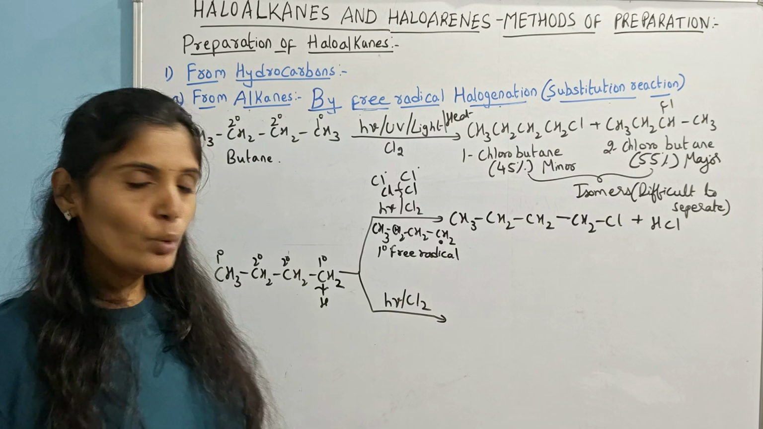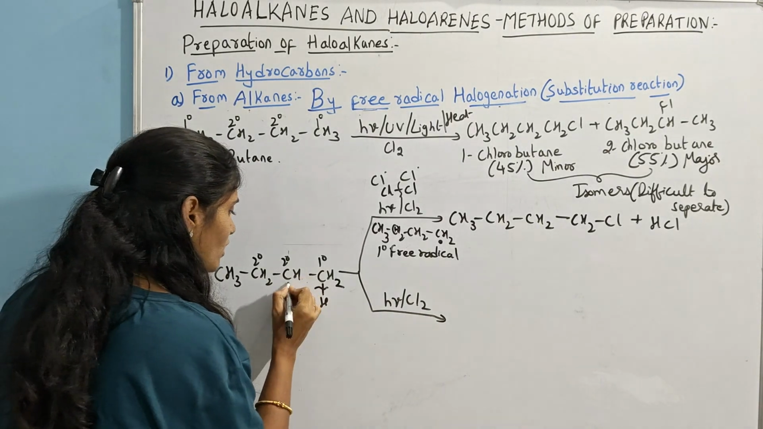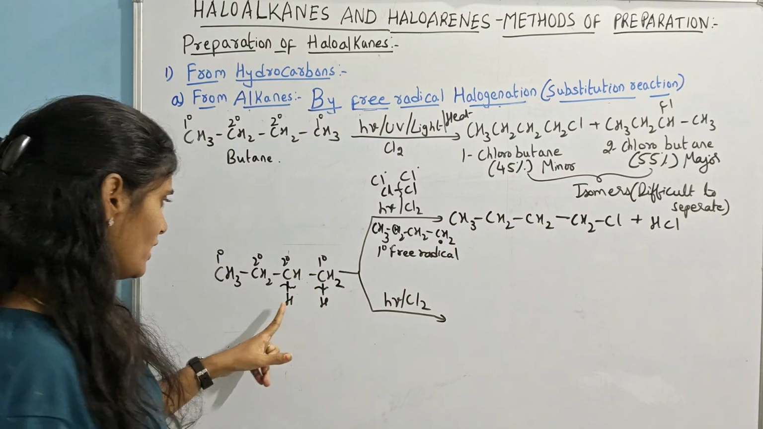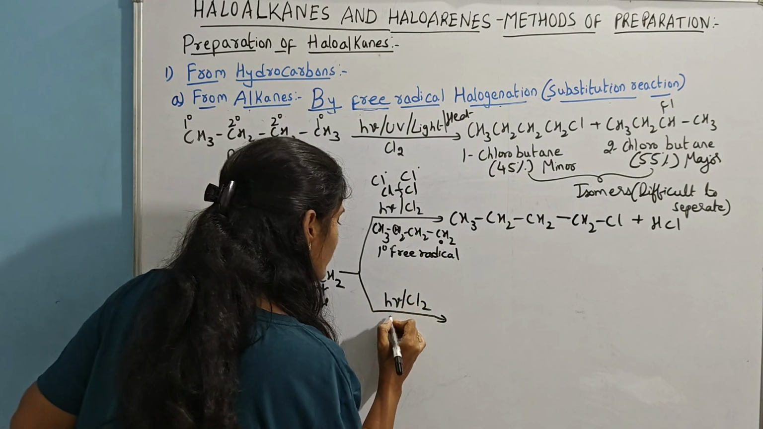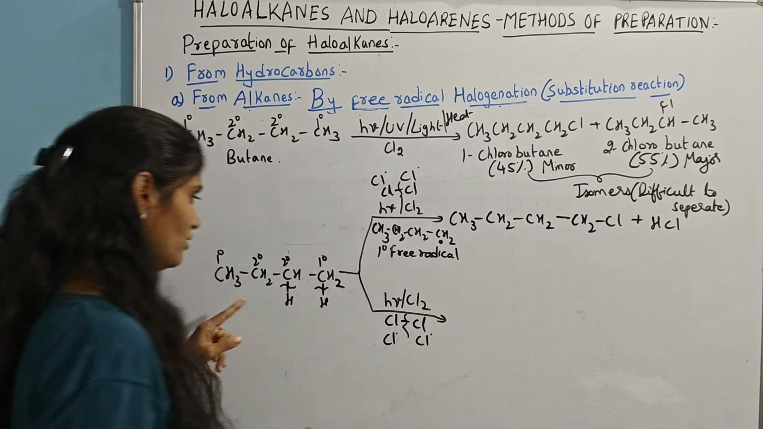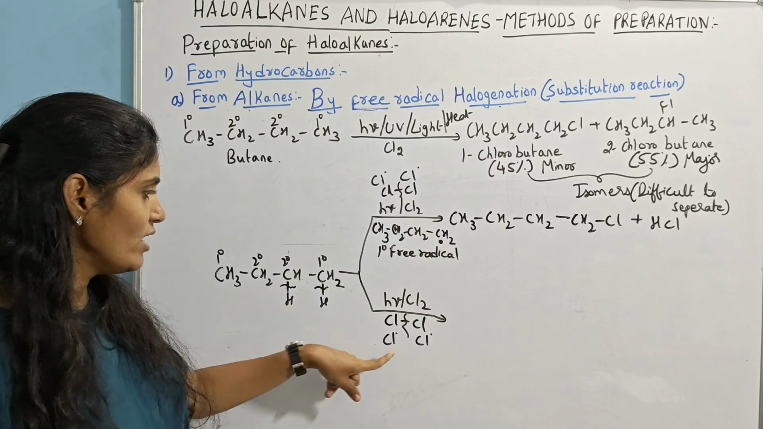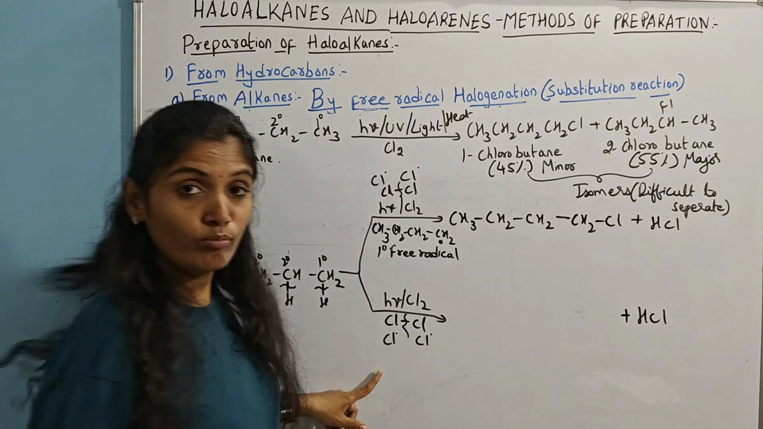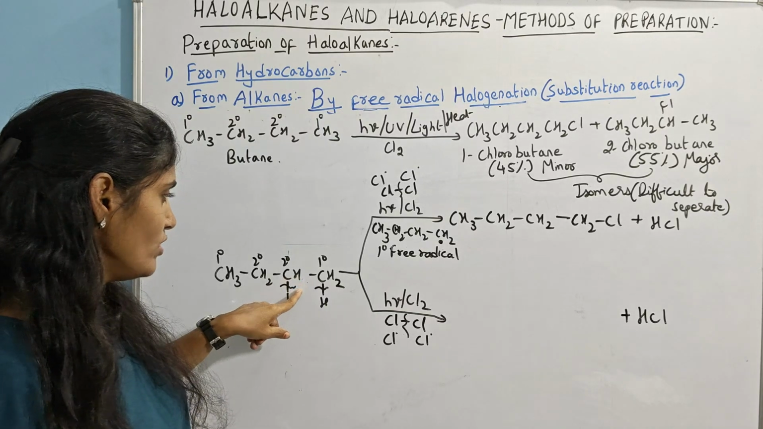In the same way I can do this with respect to my secondary carbon. Now this hydrogen will break here, so I get a free radical. The Cl2 bond will break, so I get Cl dot here and Cl dot here. This hydrogen free radical will react with one Cl dot, giving HCl. Now I have one more chlorine free radical that will react with this carbon radical.